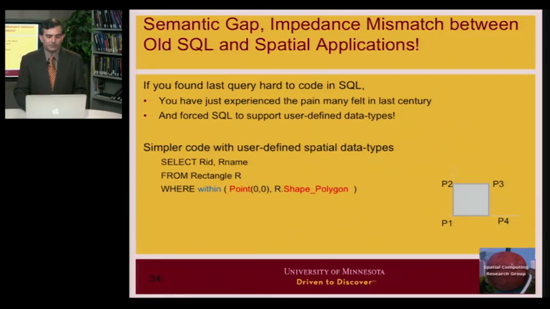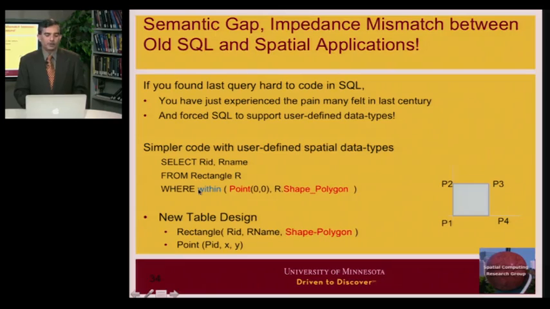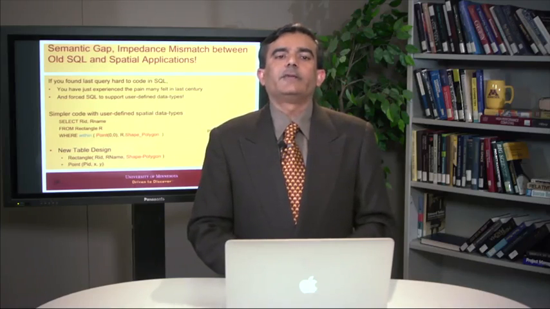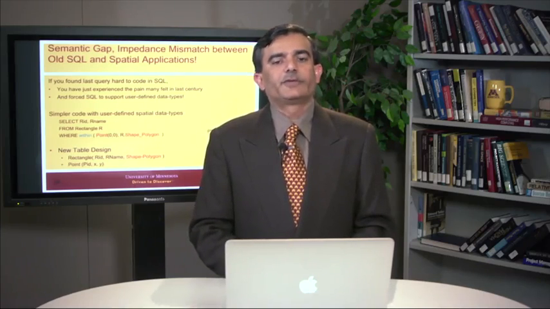Okay. Of course, in order to support this query, the table design will change, and your new table design may have a single rectangle table with ID, name, and the shape polygon. Okay. And you may have a separate point table. So again, you notice the table design and queries get much simplified if we used object-oriented programming. Okay. So this hopefully motivates the need for new spatial data types and operations.